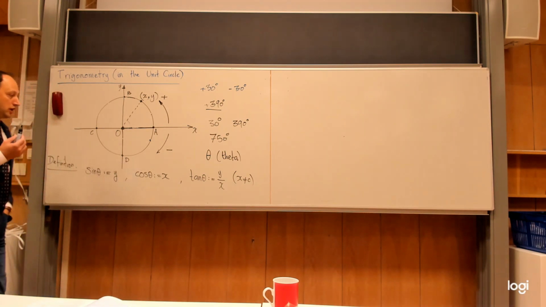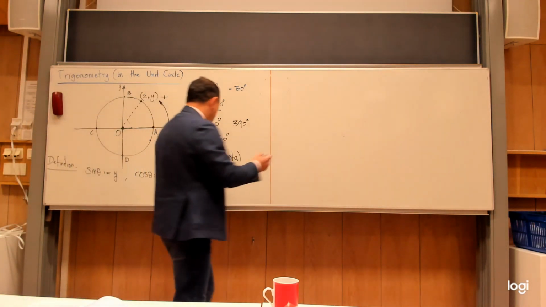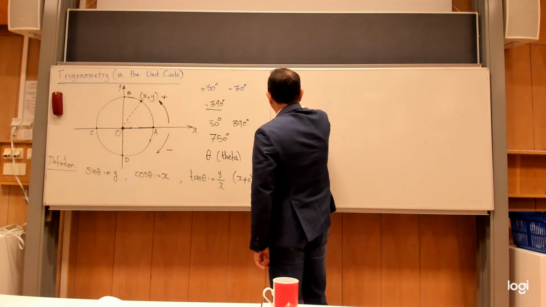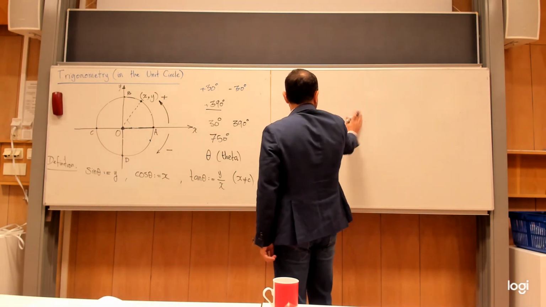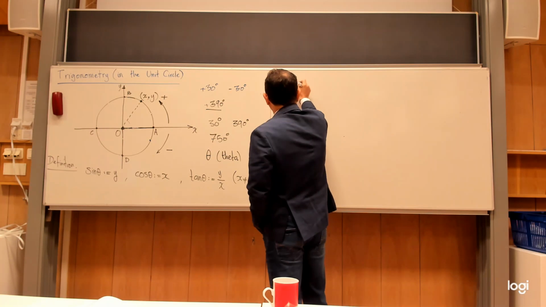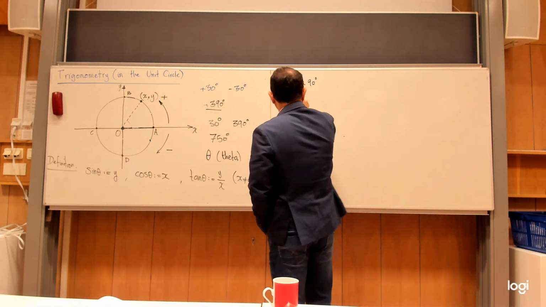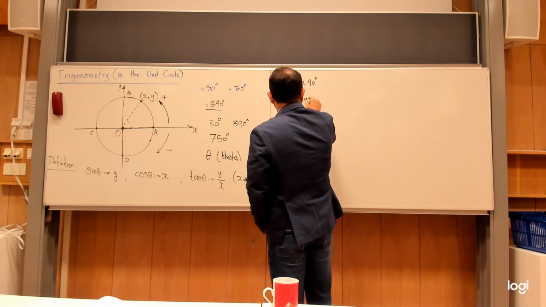Okay, let me try to test your understanding now. Without any calculations, I want you to tell me what is sine of 90 degrees. And what is the cosine of 90 degrees? And what is the tangent of 90 degrees?